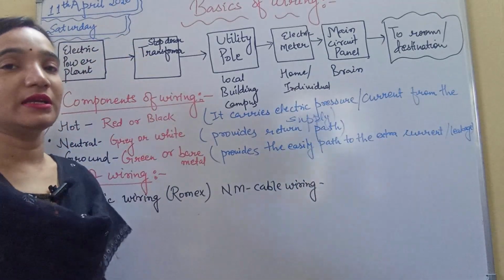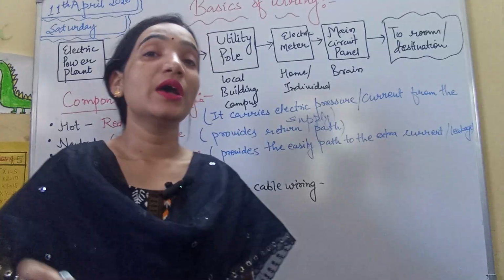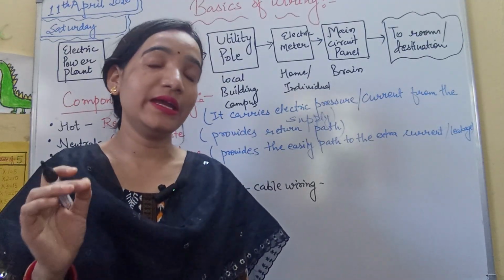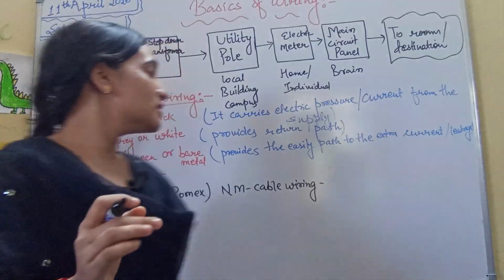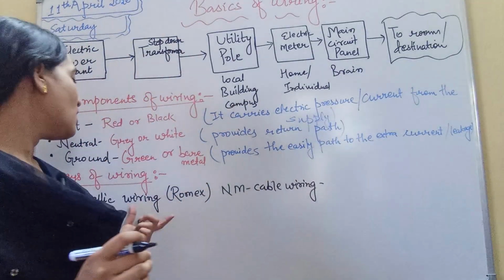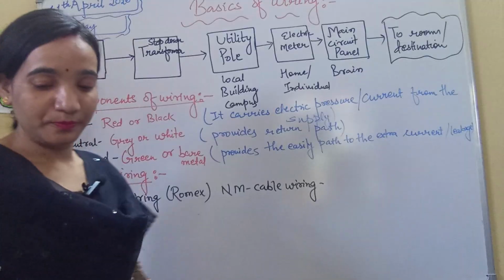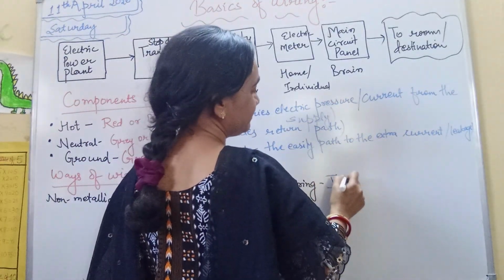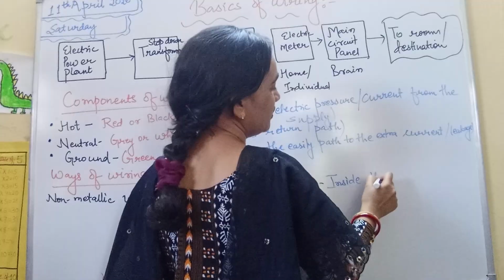So how is it done? In most houses, we find that the wiring is done inside the wall. This is called Romex or NM cable wiring, and it is done inside the wall.